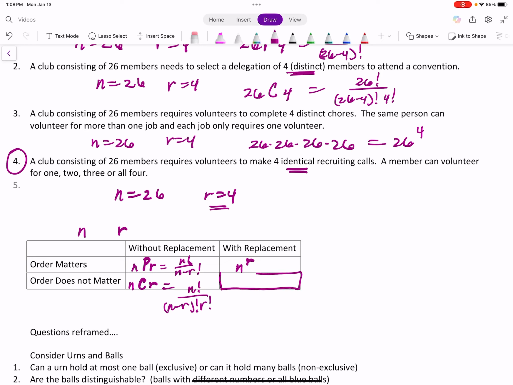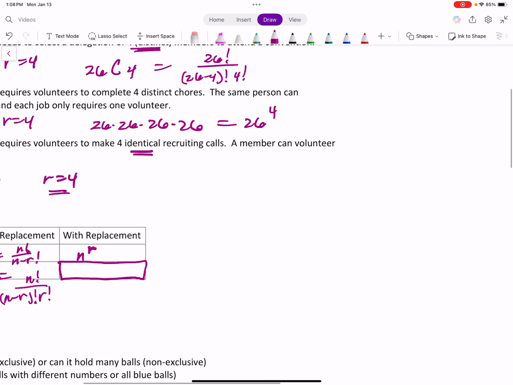So we're going to come over here and we're going to examine it. We're going to reframe it and see if we can help answer that question.